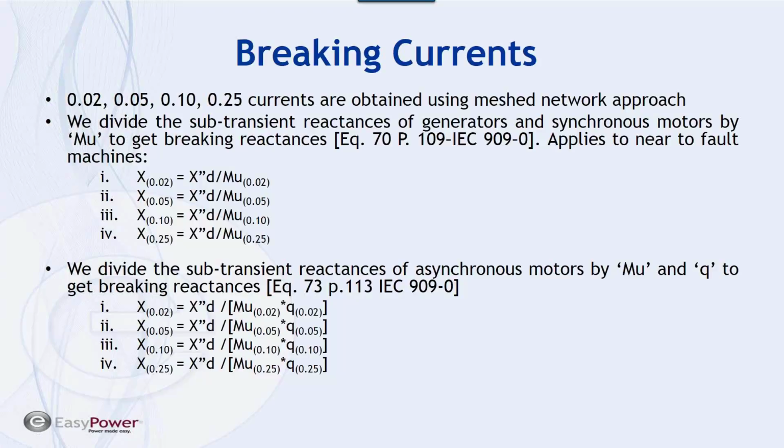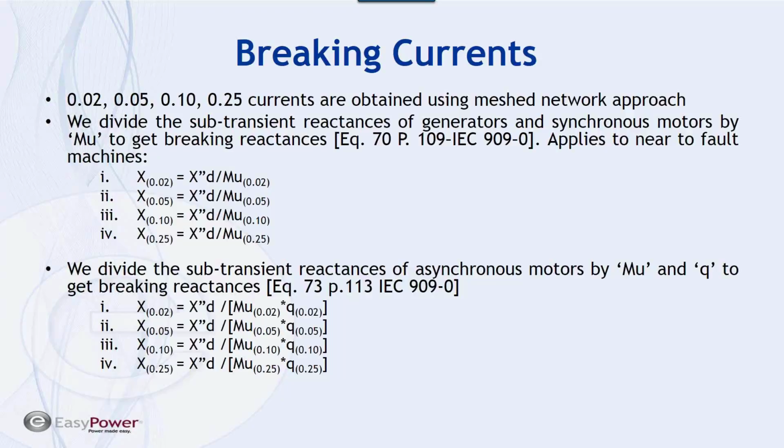Whatever you get for your initial, you would get for all other breakings as well. So far I covered the synchronous machines. Similar story, not identical, but similar story for induction machines, which means that I'm talking about asynchronous, as IEC calls them, motors or generators. We come up with a mechanism to increase their impedance if they fall into the category of near to fault machines.